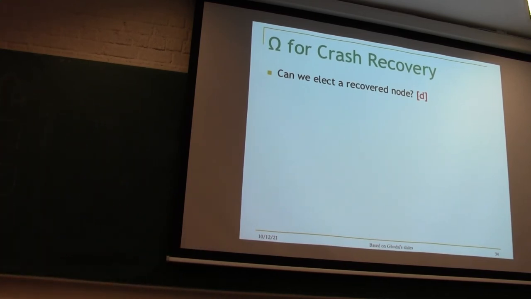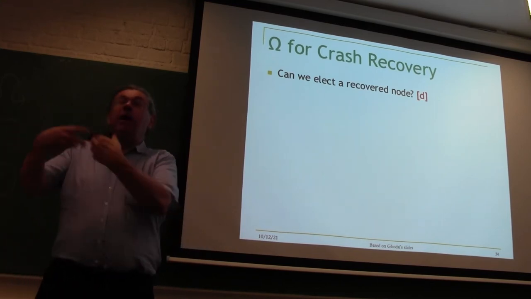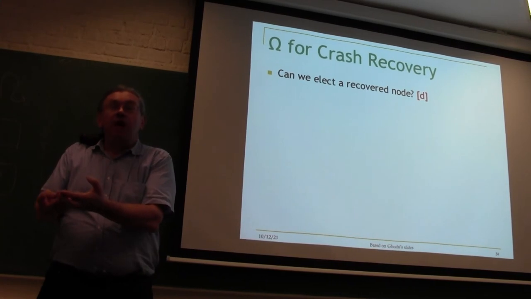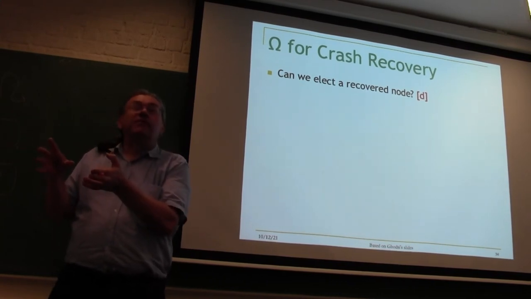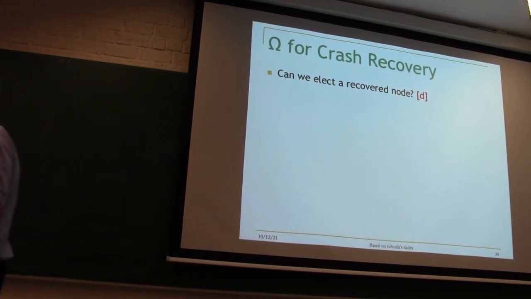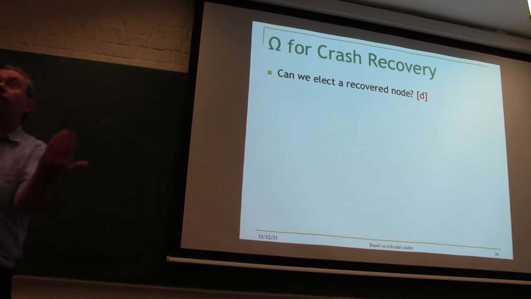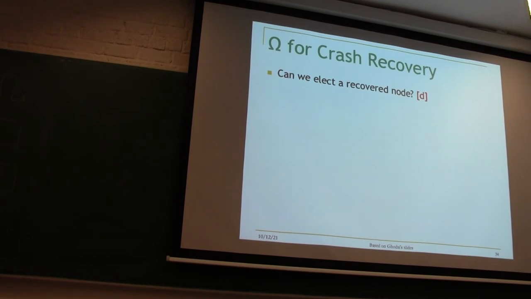So let's see, what about crash recovery? Remember how crash recovery works? In crash recovery, a node can crash, but then it can come back. It may have forgotten part of its state, but it remembers some of the state. So it's like a database: the RAM disappears, but the content of the disk is the same. The stable storage remains. So remember, in crash recovery, a node can crash and recover and still remember part of its state.